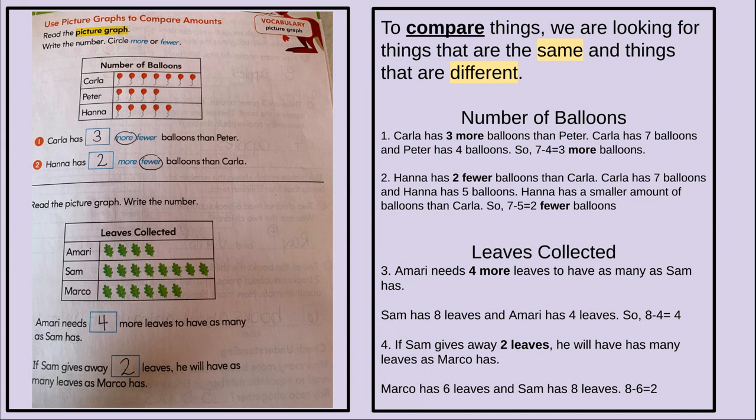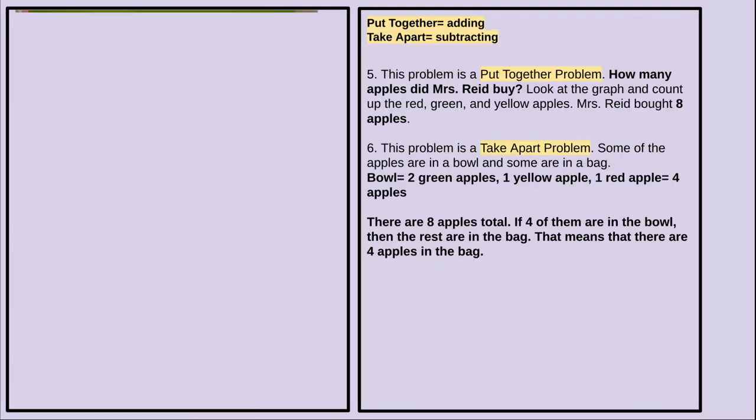The fourth problem: if Sam gives away 2 leaves, he will have as many leaves as Marco has. So Marco has 6 leaves and Sam has 8 leaves. 8 minus 6 equals 2.